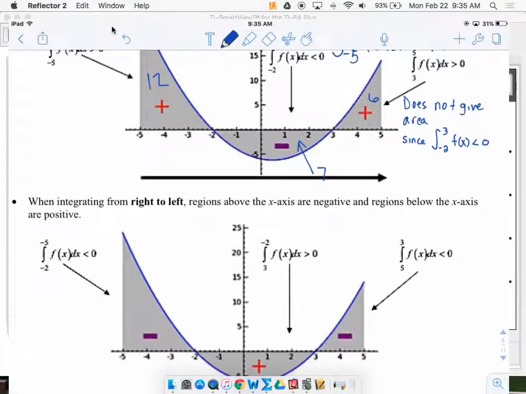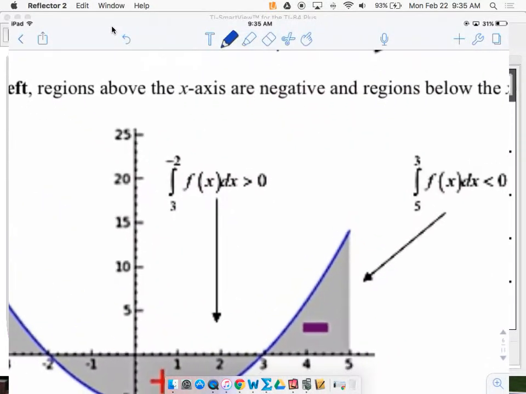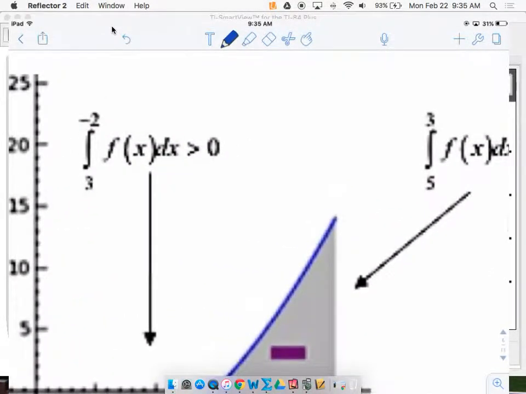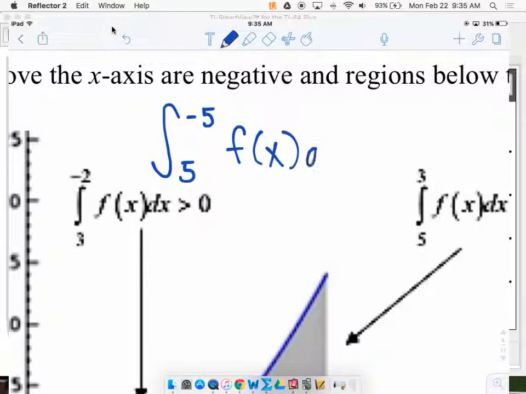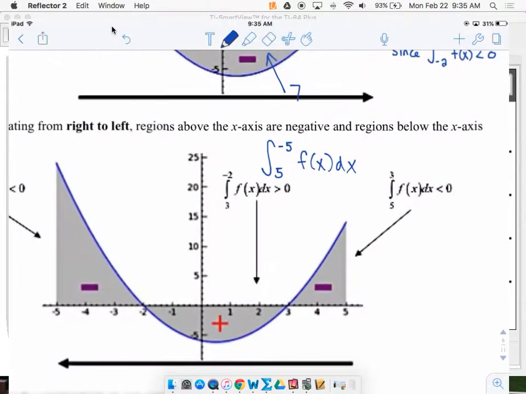All right, so if you are now going from right to left, sometimes they will ask you right to left. So now instead of going from -5 to 5, I'm going from 5 to -5. So I'm working backwards. If you go from right to left now, everything kind of switches. Everything that's above the x-axis will now be negative. Anything below will be positive.